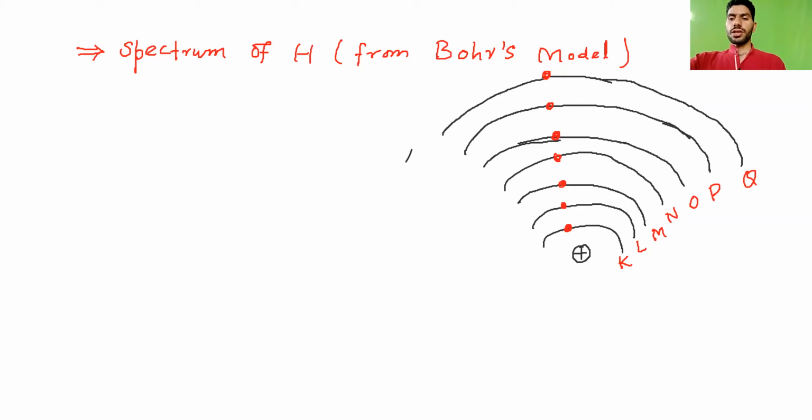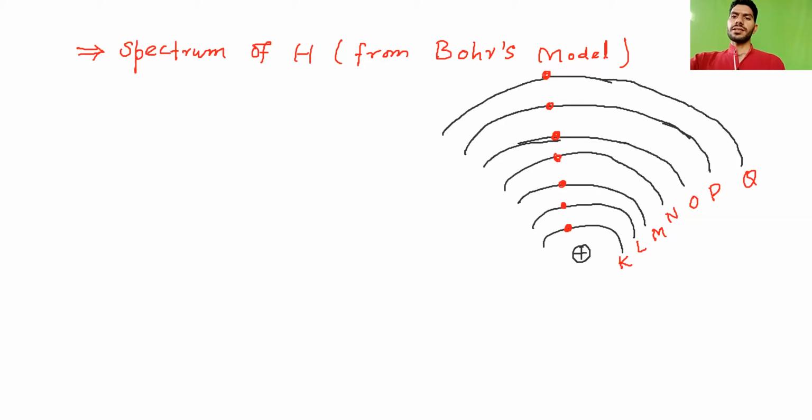it can jump back to K. It can also come to L. It can jump into N. It can also jump into O. So there are various possibilities. That is why we get different spectral lines when we see hydrogen in the spectroscope. When we take the spectra of this, we get the different lines. So let's see how.